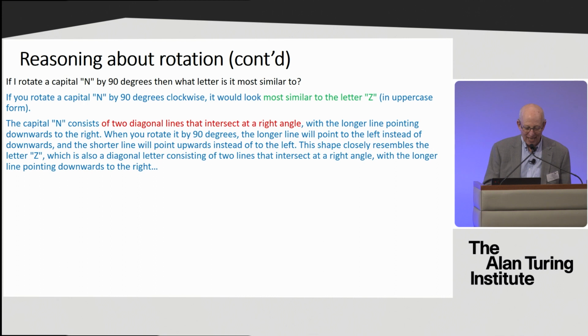So if you rotated an N by 90 degrees the other way round, it would say it gets it right now. It knows that an N rotated gives you a Z, but a Z rotated gives you an L, apparently. Though it still thinks that an N consists of two diagonal lines that intersect at a right angle, but there's no right angles in an N.